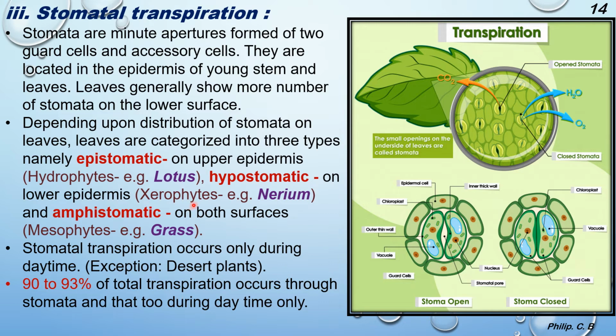Xero means desert, phytes means plants present in the desert region, example nerium. And amphistomatic, amphi being a common term like amphibian species present in land and water, so on both the surfaces. So the term amphistomatic means the stomata are present on either side, upper and lower side. Here mesophytes, example grass. Stomatal transpiration occurs only during daytime, exception desert plants where it takes place during night time. So 90 to 93% of total transpiration occurs through stomata, and that too during daytime only.